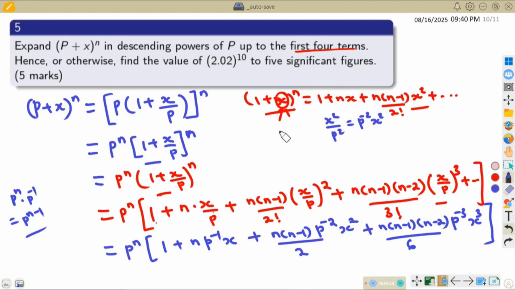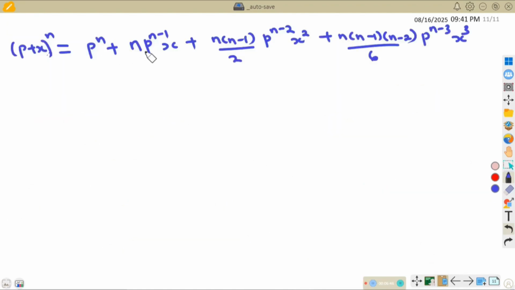So the question goes on and says, when you expand this in descending powers of p up to the first 4 terms, hence or otherwise find the value of 2.02 to the power of 10. So let us look at the hence part. We have already expanded p plus x to the power of n. So these are our 4 terms, 1, 2, 3, 4, and you realize that the powers for p are decreasing. So this is the required expansion.